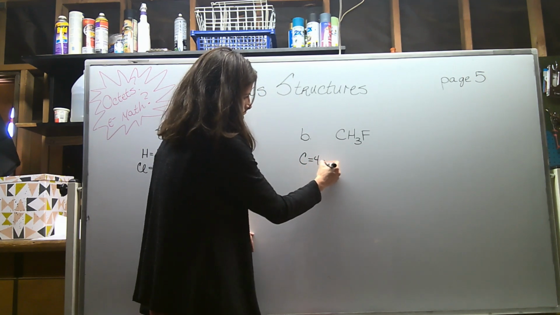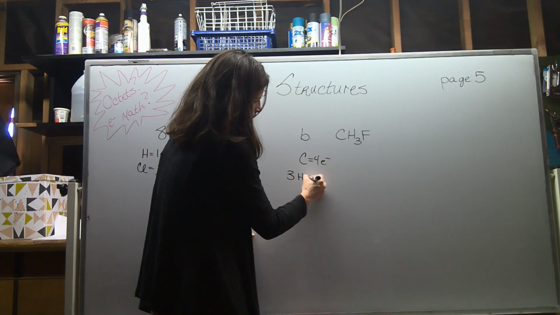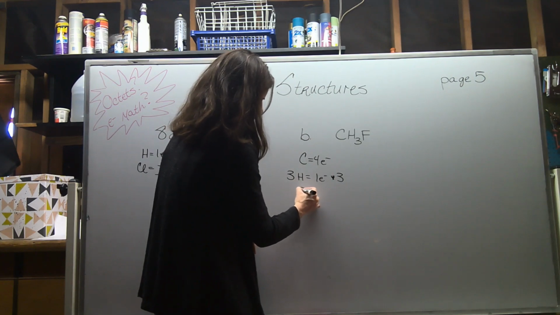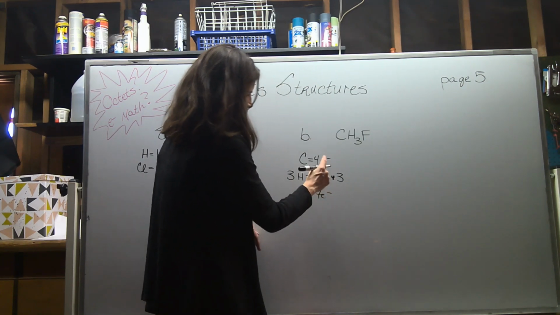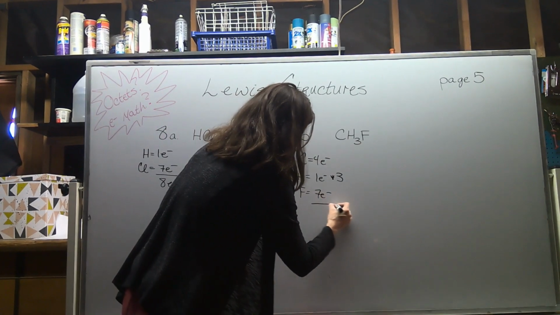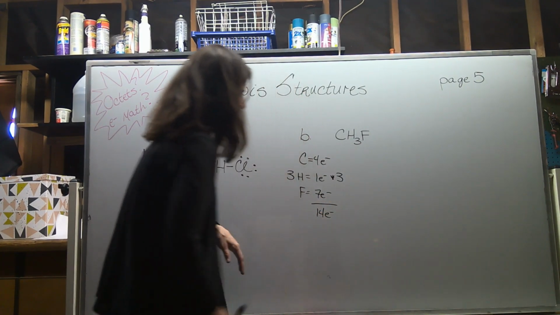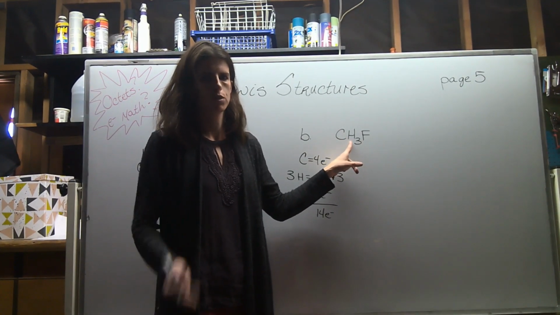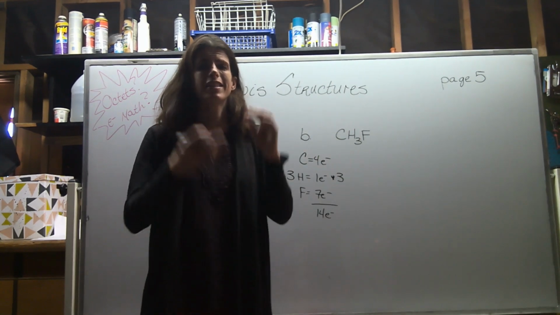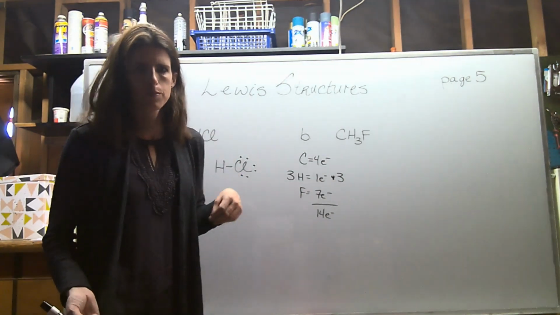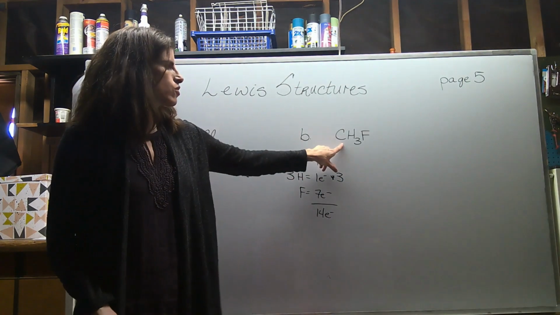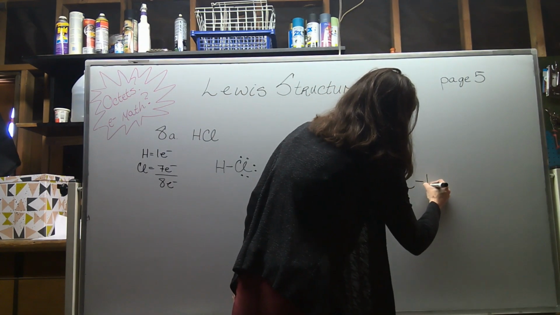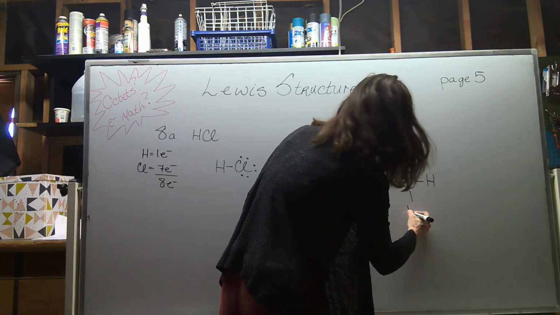So carbon is in group 4. I have 3 hydrogens, so I'm going to do 1 electron, since they're in group 1, times 3. And then we have fluorine, which is in group 7. So 4 plus 3 plus 7 gives us 14 electrons altogether. When thinking about our central atom here, hydrogen can never be a central atom because it only does 1 bond. And fluorine is the most electronegative, the biggest hog, the biggest bully. We're not putting fluorine in the middle. So carbon is our best candidate for our central atom. So I'm going to put carbon in the middle, and I'm going to attach everybody to carbon.